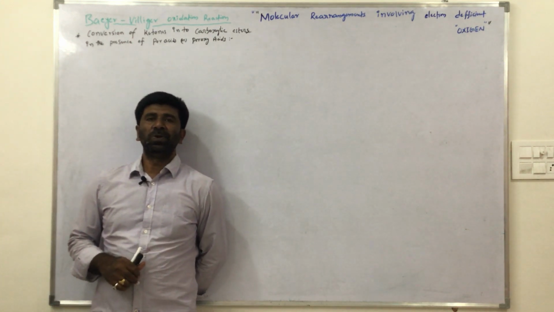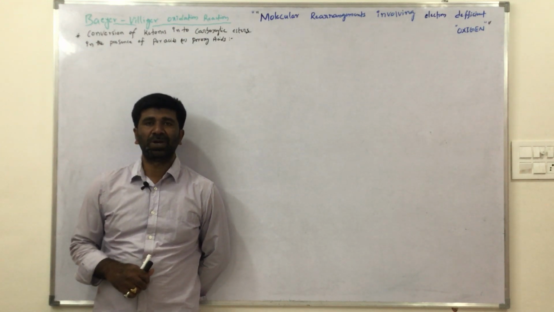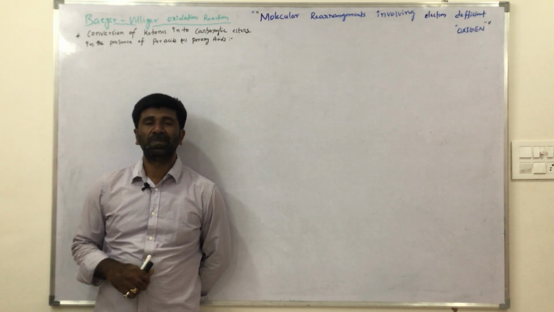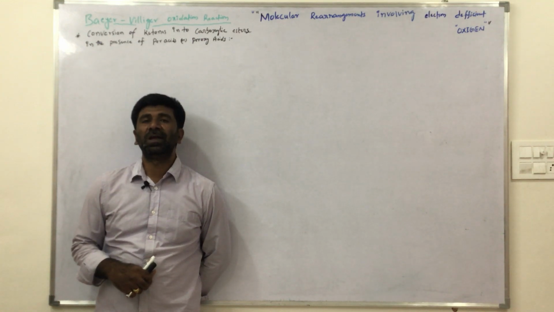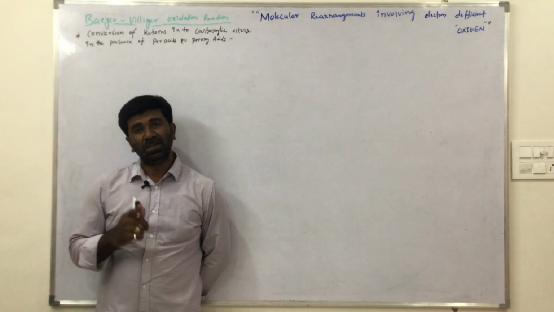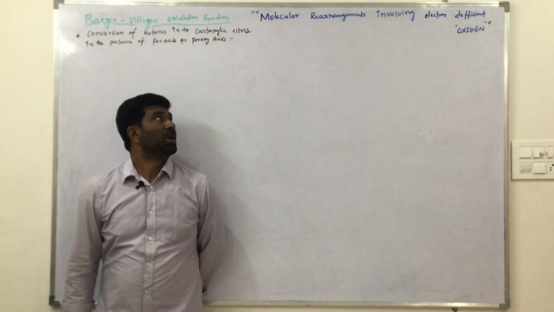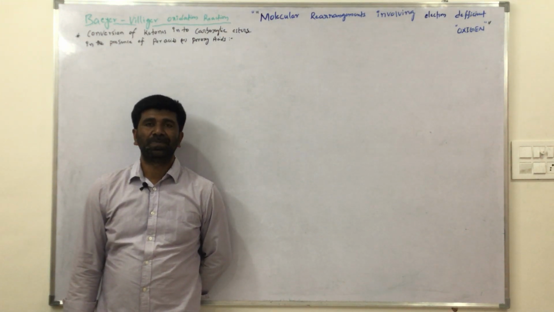In our previous video, we discussed the Dakin reaction. Now, the very important named reaction in organic chemistry is the Baeyer-Villiger oxidation reaction. This is also an oxygen insertion reaction, that means a molecular rearrangement involving electron deficient oxygen.